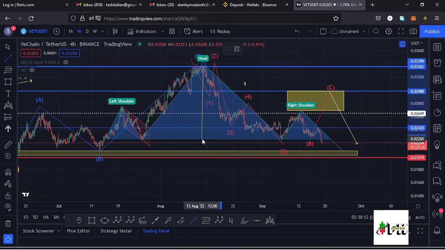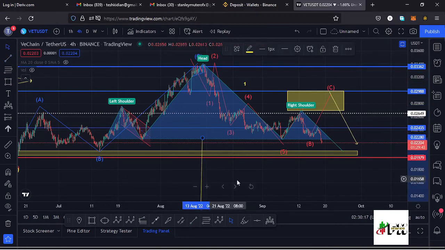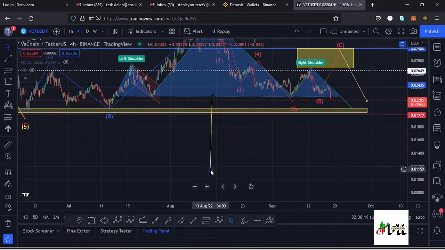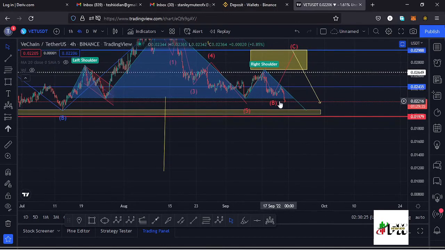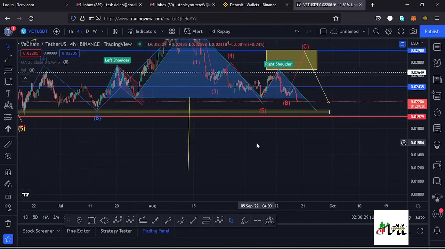So using a trend line, we can get that height between the head and the neckline, then place it down here. Then that gives me a minimum target area to around the $0.01144 mark. So in case we continue seeing lower prices and we manage to break out of this head and shoulders pattern, that move could take us back to around the $0.011 mark. So let's be patient and see how that plays out.